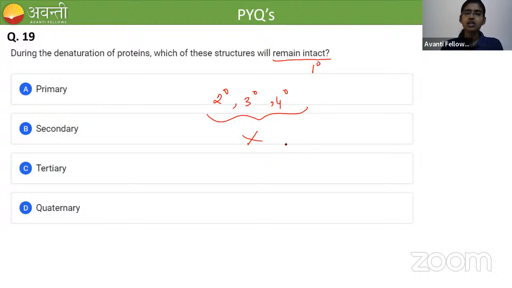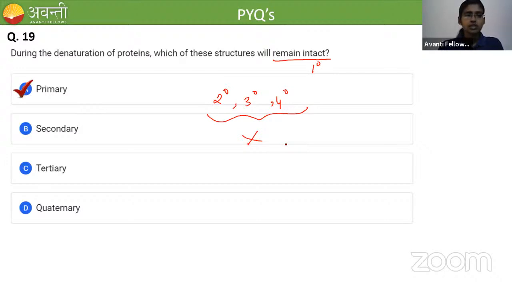During denaturation, all the bonds (hydrogen bonds, disulfide bonds, van der Waals interactions, ionic interactions) will be broken down in secondary, tertiary, and quaternary structures. Whereas in the primary structure, there are no such interactions present to stabilize the structure, so it will remain intact. So option A is the correct answer for this question. Okay. So these are very easy questions which you will get from this lesson.